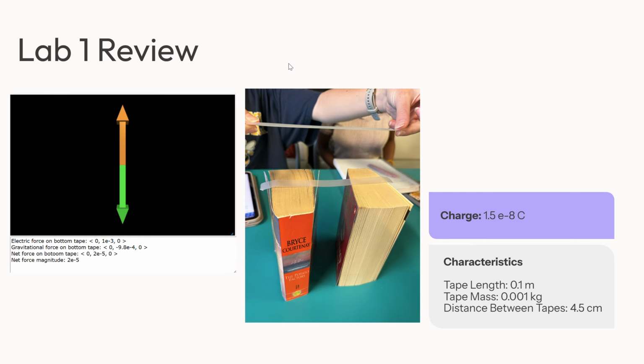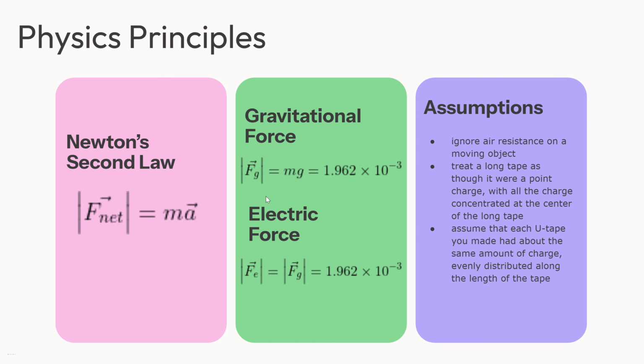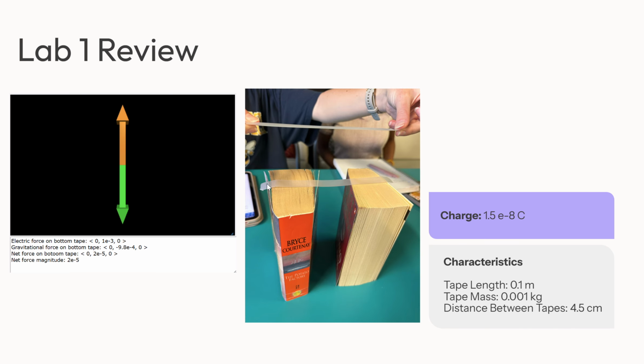In Lab 1, the experimental setup can be seen here. We put the two tapes together and rip them apart so they're electrically charged. We have one tape on the bottom and one tape on the top. We lower the top tape until the bottom tape starts to bow up towards it. These two pieces of tape are about 0.1 meters long and weigh about 0.001 kilograms. The distance between the two tapes until the bottom tape starts to bow up is about 4.5 centimeters. At 4.5 centimeters, this tape starts to bow up, but then stays.